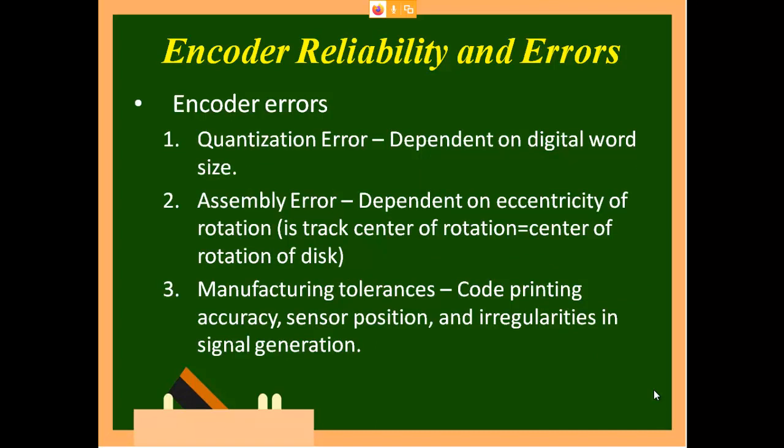Then encoder errors: usually at the manufacturer itself you will have quantization error, and when you assemble the disk inside, if you are keeping any bend or any fold in the disk, then you will have assembly error. Then manufacturing tolerance. Manufacturing tolerance is code printing accuracy, sensor position and irregularities in the signal generation.